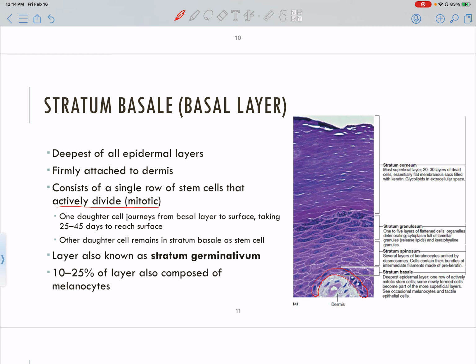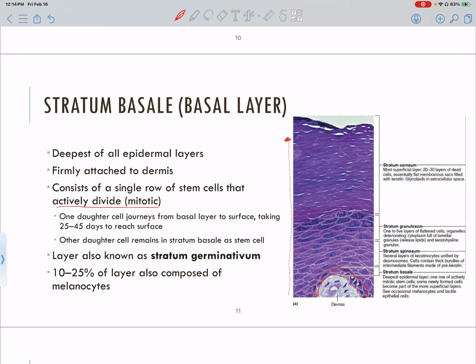The further away we get from the dermis and the nutrient supply, the less likely we're going to be able to keep those cells alive. So we'll talk about in a little bit how everything beyond a certain layer, which is stratum granulosum, is dead because they're too far away to receive anything to sustain the cellular functions.